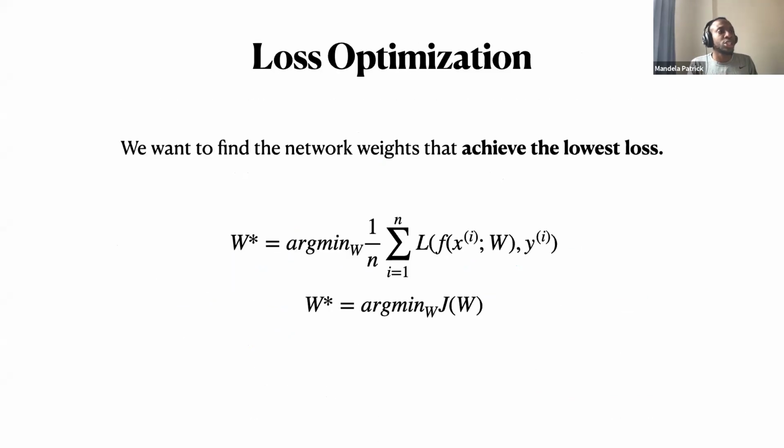So that is essentially the task we're trying to solve. We have some loss function which quantifies how well or how badly the neural network is doing at its particular task. And then we want to find the weights that give the lowest loss. And the lowest loss means that it gives the best performance. So we want to find the weights that give the best performance, and that is what this says.